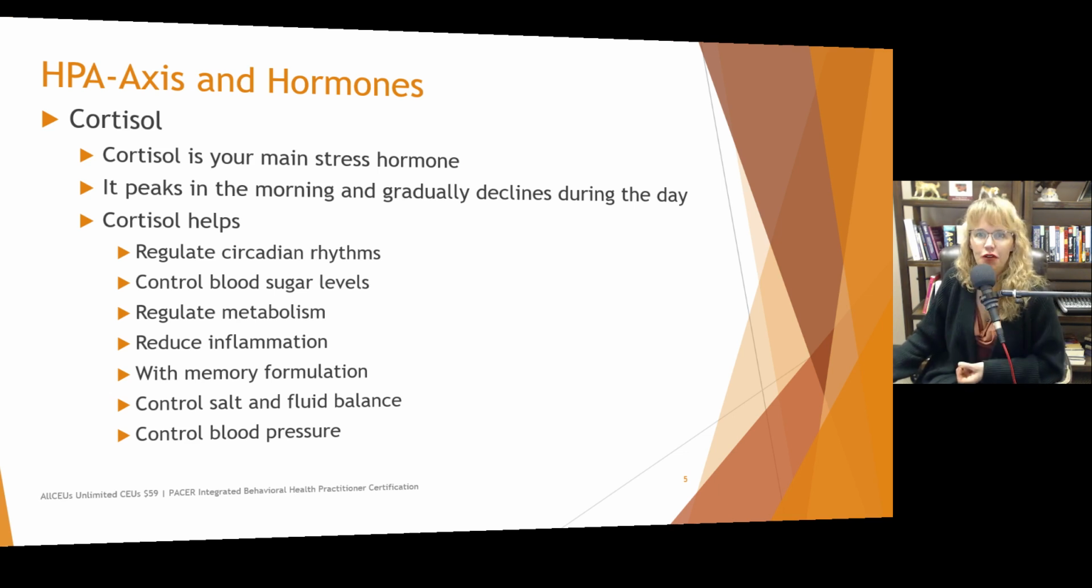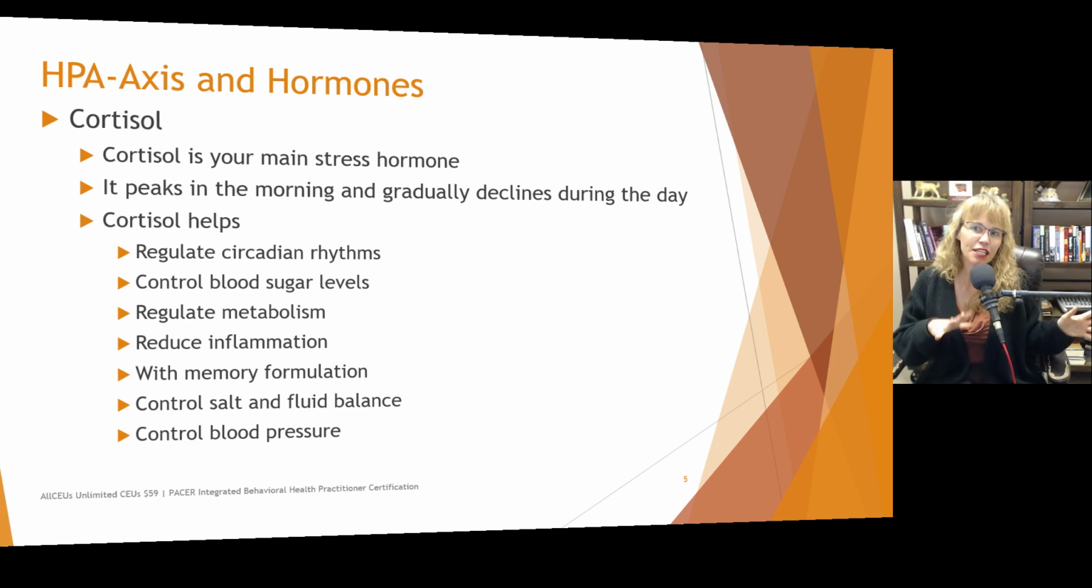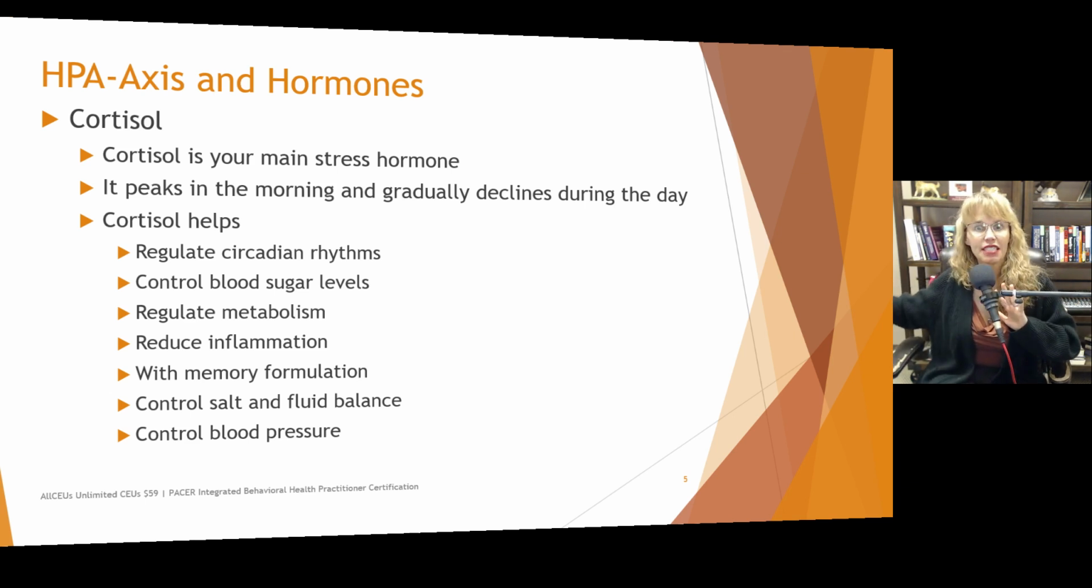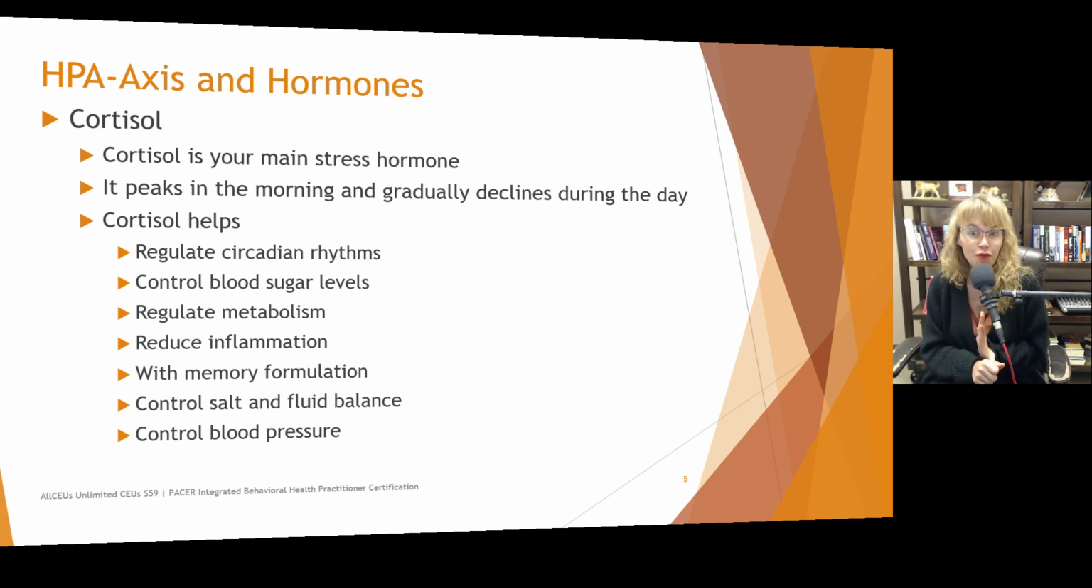Cortisol is your main stress hormone, and it peaks in the morning and gradually declines during the day. It helps regulate your circadian rhythms, control your blood sugar, regulate metabolism and inflammation. It assists with memory formation. It assists with control of fluid balance and salt balance, and control of blood pressure. Now, a lot of these things make sense in terms of blood sugar, metabolism, inflammation, and blood pressure. Those are all things that would be involved in fighting or fleeing.